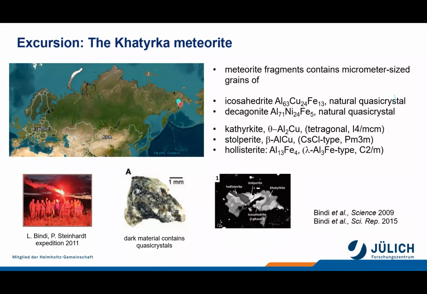Then they put an expedition together in 2011 where traveling to Siberia was still possible. So they went to this Katyrka River, which is in the middle of nowhere in eastern Siberia, and in fact found this meteorite again, took it to the lab and made an analysis. So this is this meteorite material. This is an SEM backscattering image. And then you see different minerals like hollisterite, stolperite, khatyrkite, and indeed an icosahedral quasicrystal. So in this meteorite, they found the very first naturally occurring quasicrystal, which was reported in 2009.